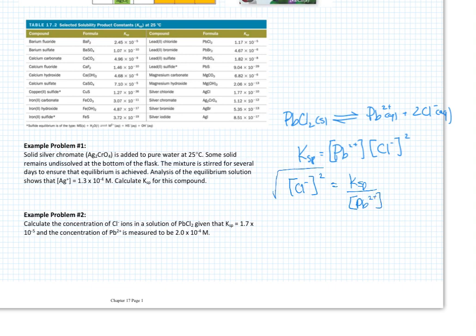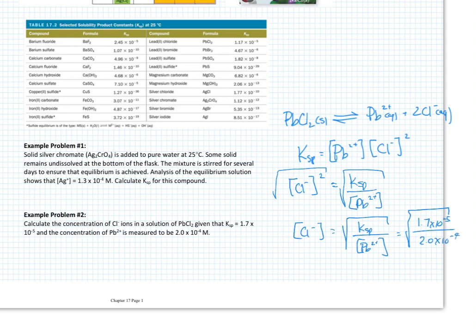And we need to take the square root of both sides to get rid of that square. So the concentration of chloride ions is going to equal the square root of Ksp divided by the lead ion concentration. That's going to equal the square root of 1.7 times 10 to the minus 5 divided by 2.0 times 10 to the minus 4. So the chloride ion concentration is going to equal the square root of 0.085, or in other words, 0.29 molar is the concentration of the chloride ions in this problem.